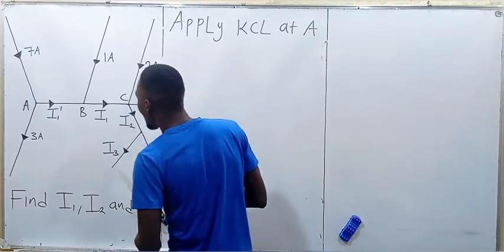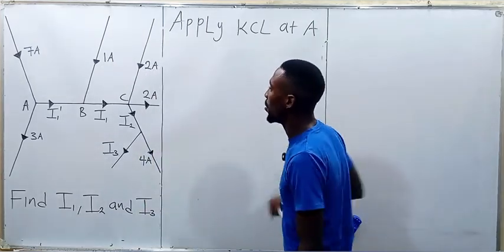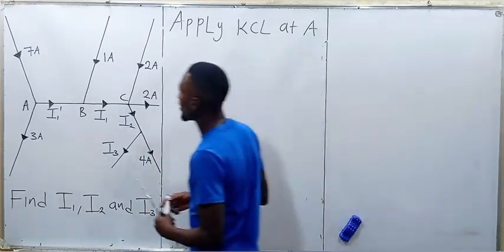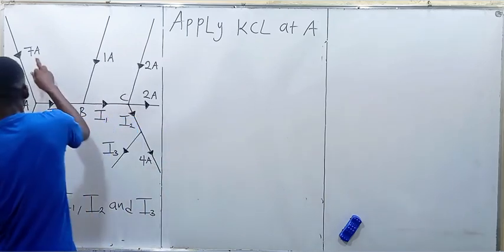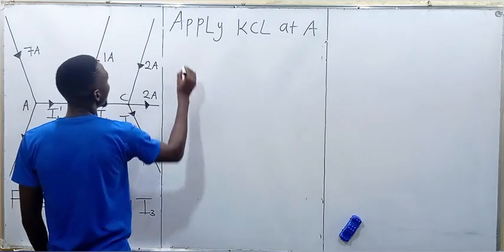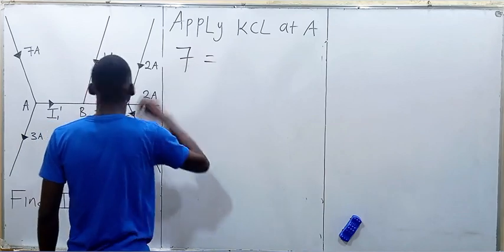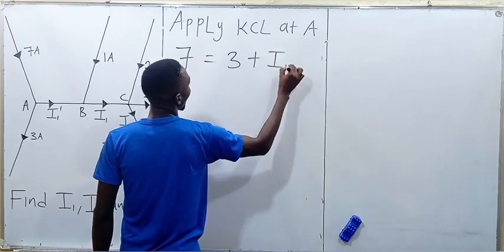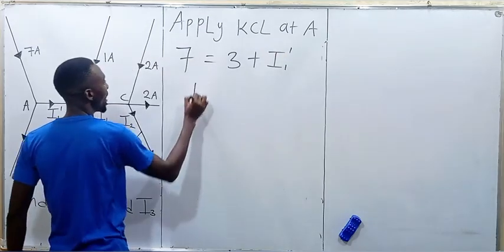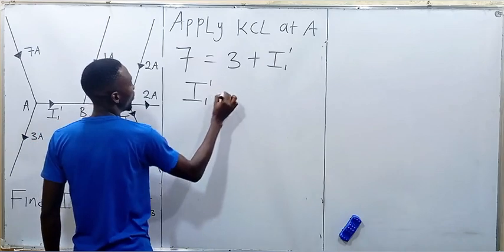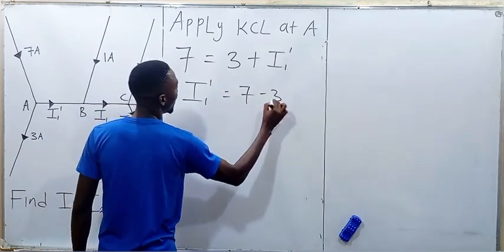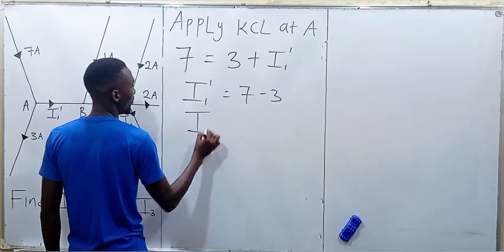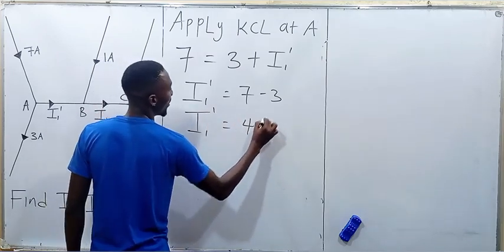If we apply KCL to node A, we are going to observe that 7 ampere will be equal to 3 plus I1 prime. So I1 prime will be equal to 7 minus 3. So I1 prime will be equal to 4 ampere.